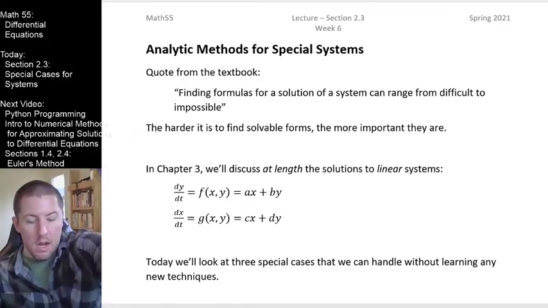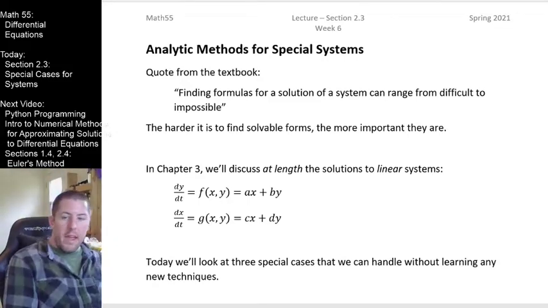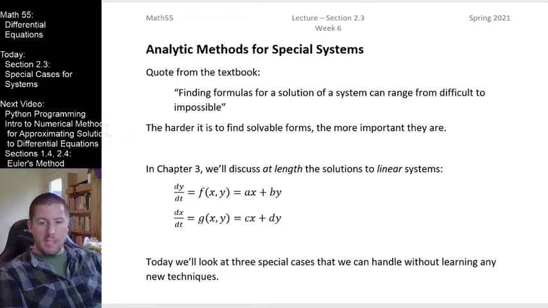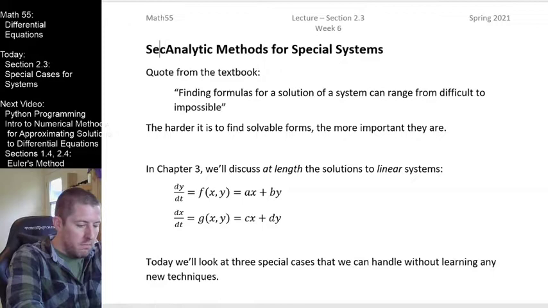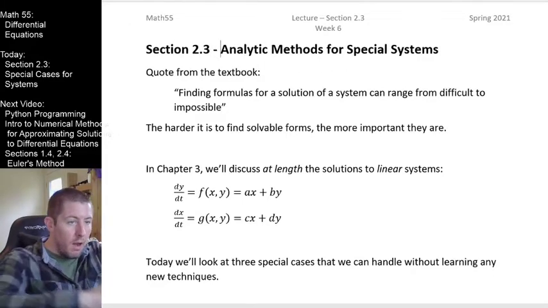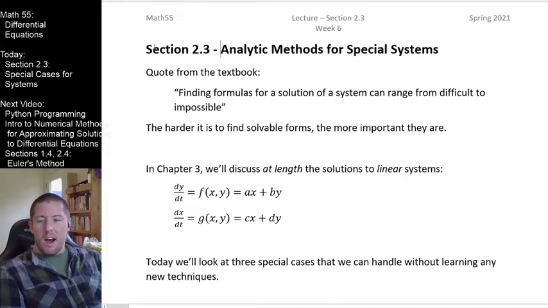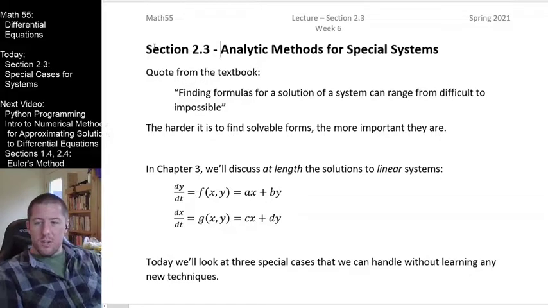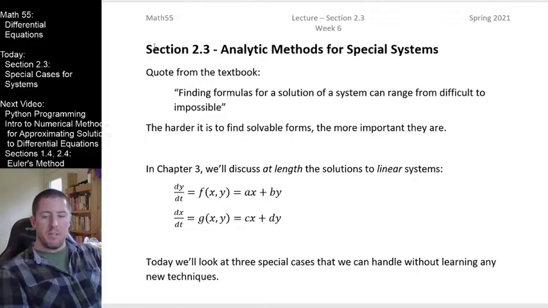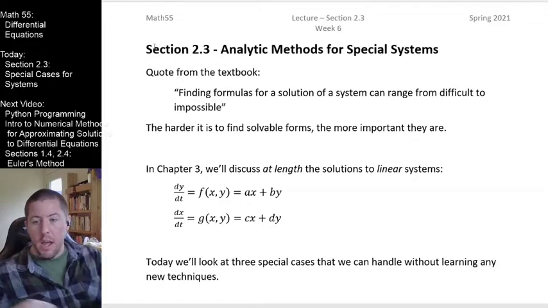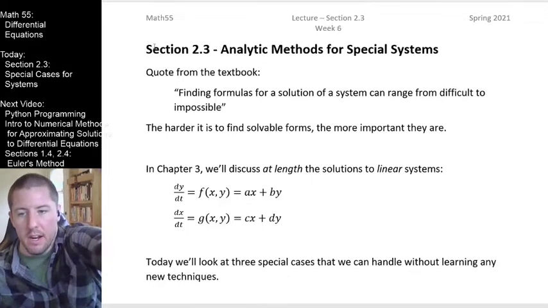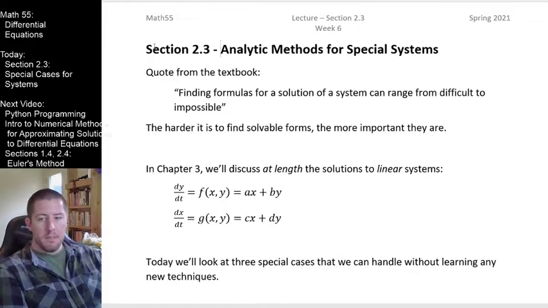We are here on Thursday, February 18th. We're going to talk about section 2.3 today, analytic methods for special systems. Full title in there. So today is going to be, I would refer to this as, our last regular day of chapter 2. Chapter 2 is pretty short. It's our concept chapter that's trying to set us up for chapter 3, where we're really going to look at our analytic techniques more broadly for systems.